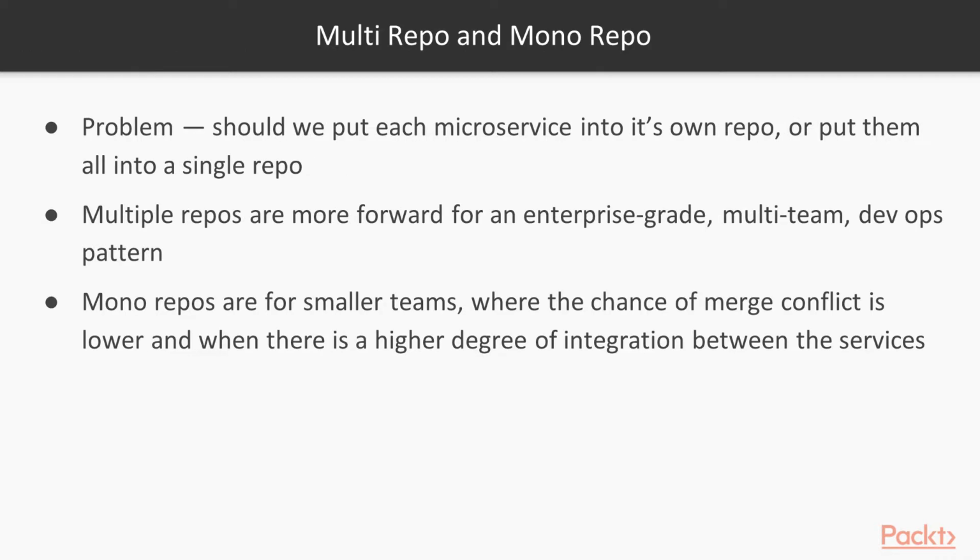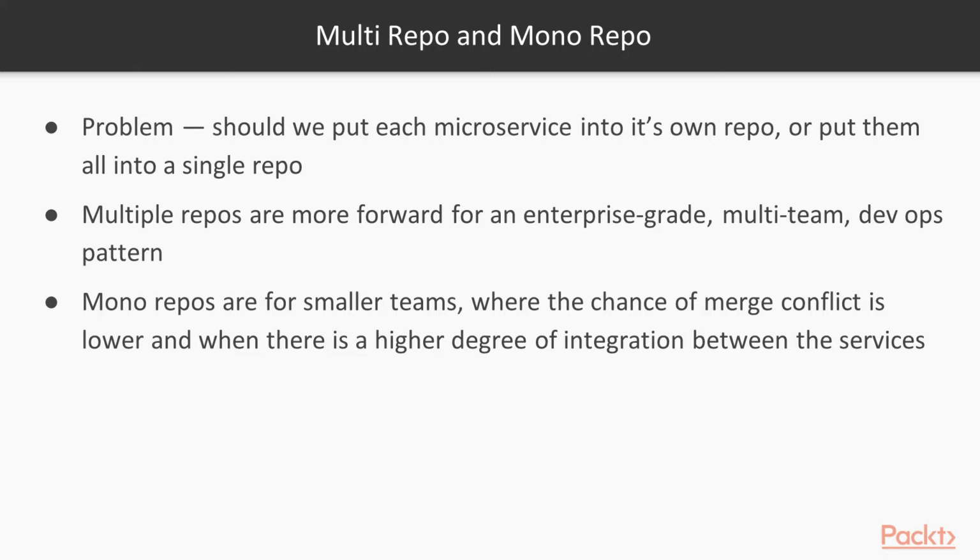Multi-repo and mono-repo. So should we put each microservice into its own repository, or have one repository in which we put all of our microservices? The multiple repository approach tends to be more favored for an enterprise-grade, multi-team DevOps pattern because it's easier to automate for deployment that way. It allows for it to be containerized more easily. So that's the benefit that you get from it.